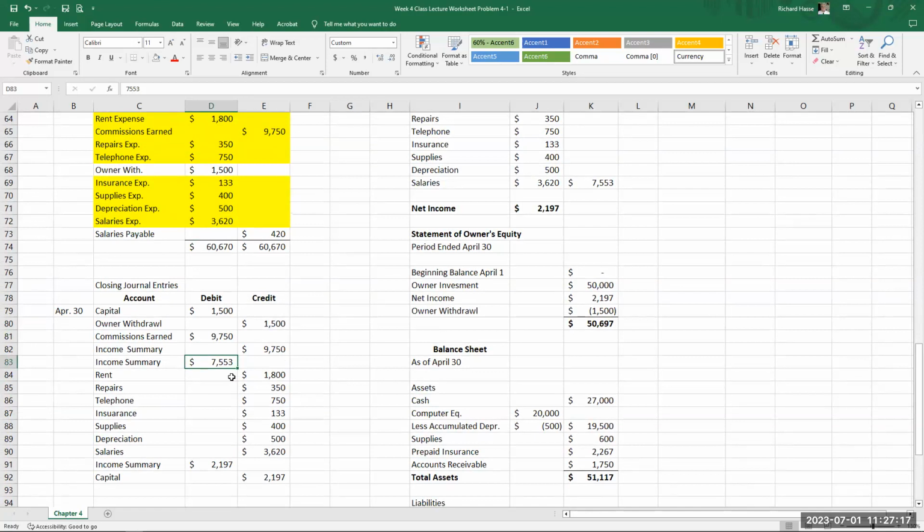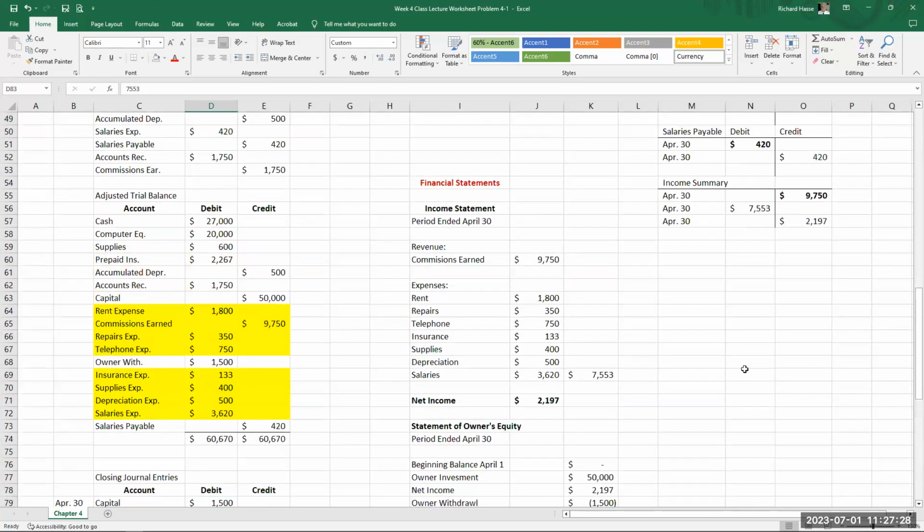Remember, we want to see what our expenses and revenues are going to be in the month of May. This is why we zero them out. And then finally, notice in our income summary account, we have a credit of $97.50. That's the closing of the revenue accounts. We have a debit of $75.53. That's the closing of the expense accounts.